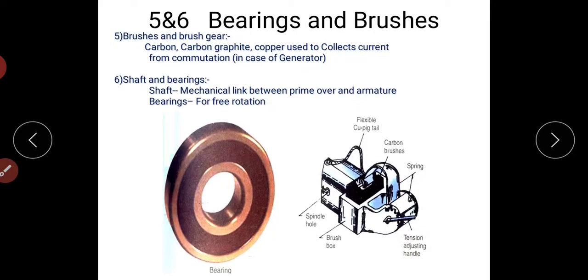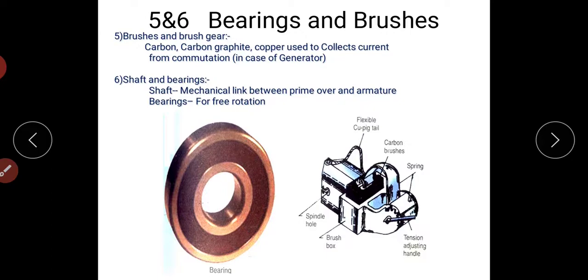Okay, next one: brushes, brush gear, shaft and bearings. First, brushes and brush gear. This complete part is called the brush box or brush holder. Inside this black colored part is the brush.